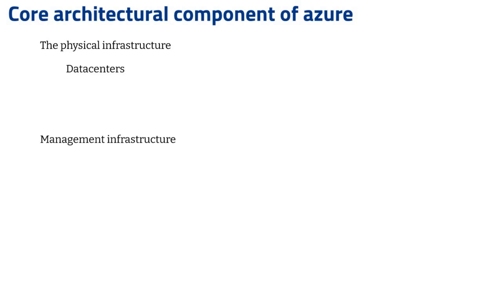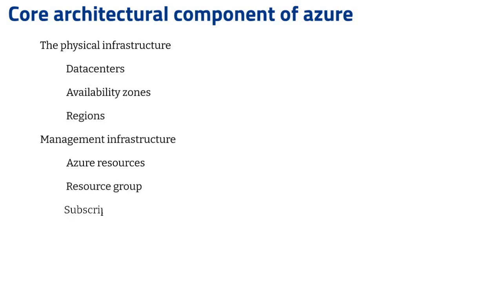As a global cloud provider, Azure has data centers around the world. However, these individual data centers are not directly accessible. Data centers are grouped into Azure availability zones and regions that are designed to help you achieve resiliency and reliability for your business critical workloads. The management infrastructure includes Azure resources, resource groups, subscriptions, management groups, and accounts. Understanding this structure will help you plan your projects and products within Azure.